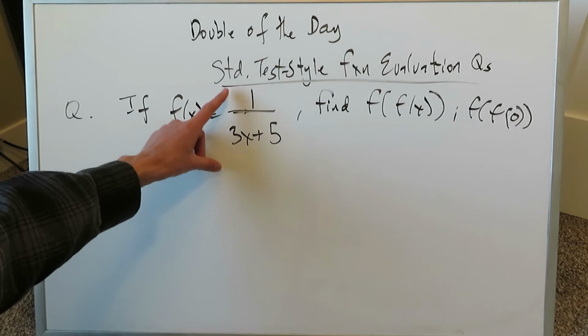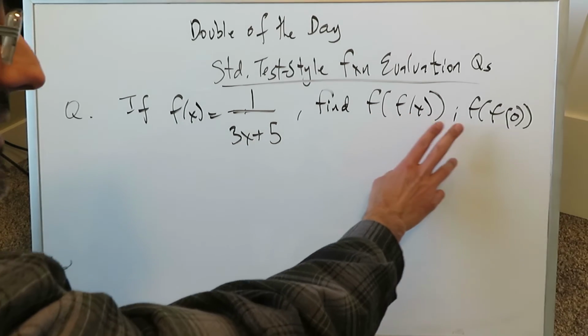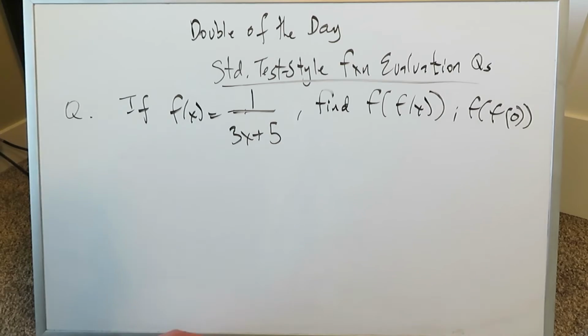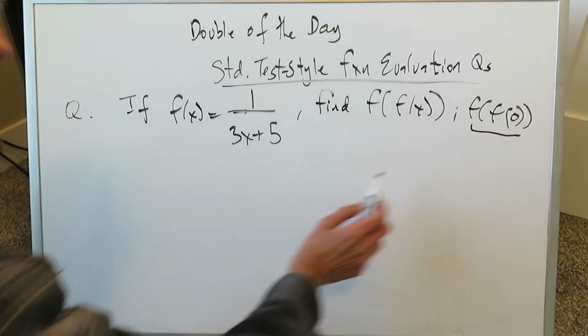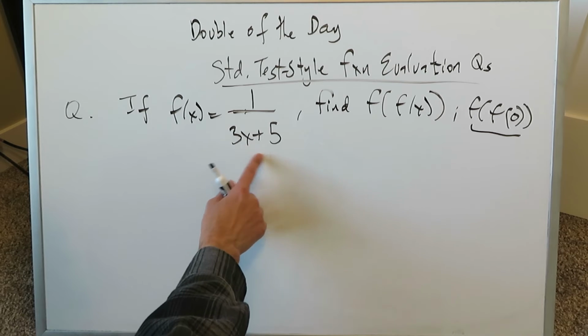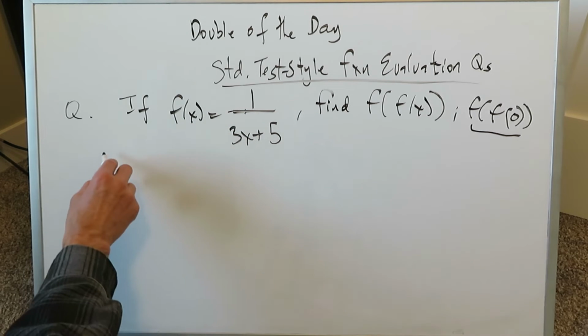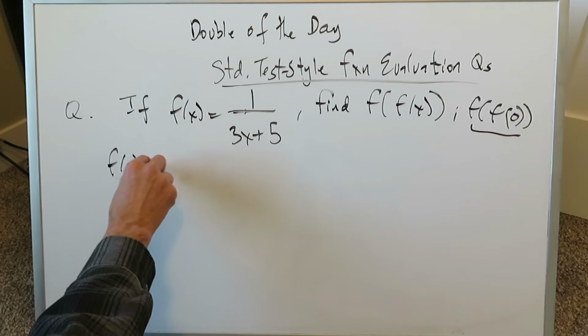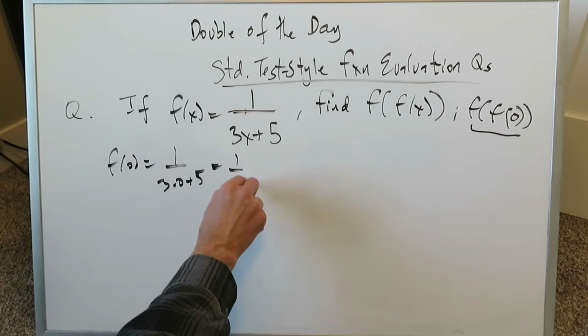We have f of x is equal to 1 divided by 3x plus 5. We have to find f of f of 0, and we have to find f of f of x. Two parts. We might as well do this one first. All you have to do is put 0 in place of x and see what your value is, and you put that value in your f of x again. If you're going to do f of 0, you're really looking at 1 over 3 times 0 plus 5, which is equal to 1 over 5.